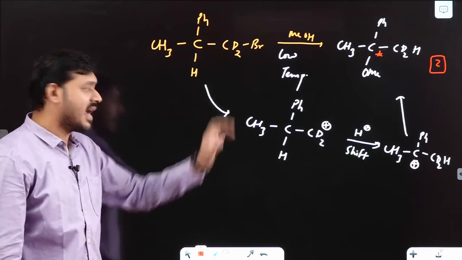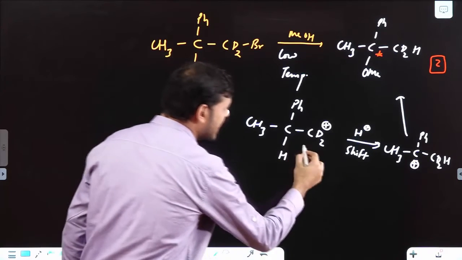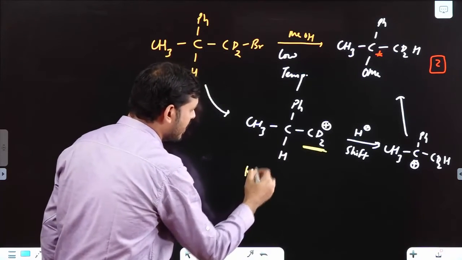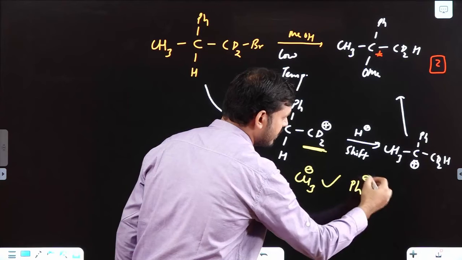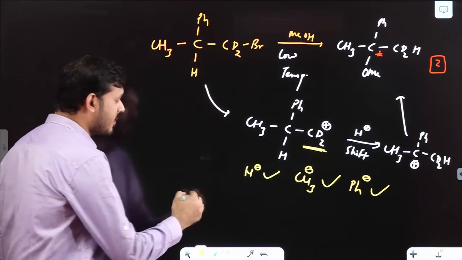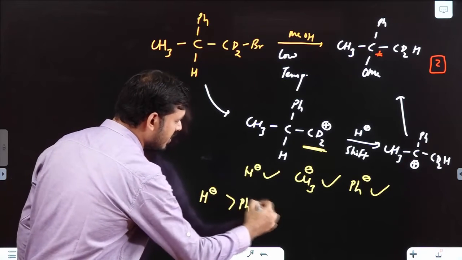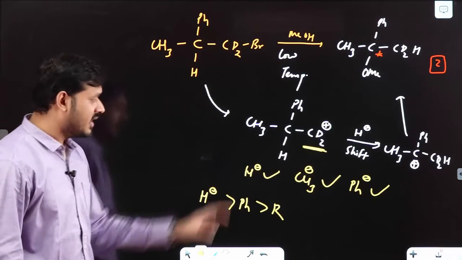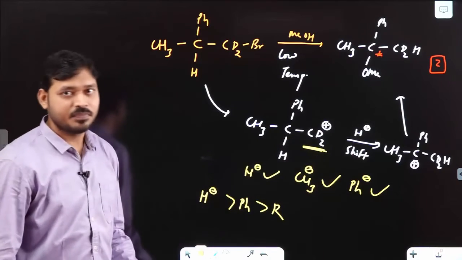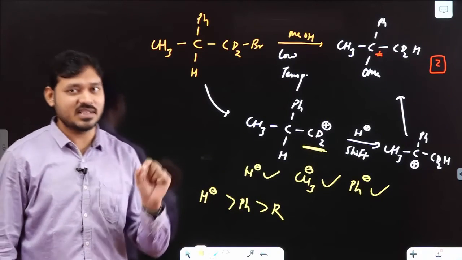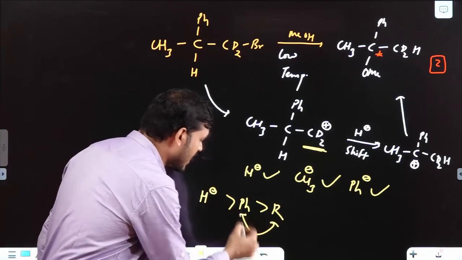Now here what I am trying to tell you is one important concept. See, this positive charge is having the possibility of hydride shift, methyl shift or phenyl shift. Okay, but the order of shifting will be hydride shift, then pH, then R. In this order generally the shifting occurs, right? So I have just made hydride shifting. Clear to you?